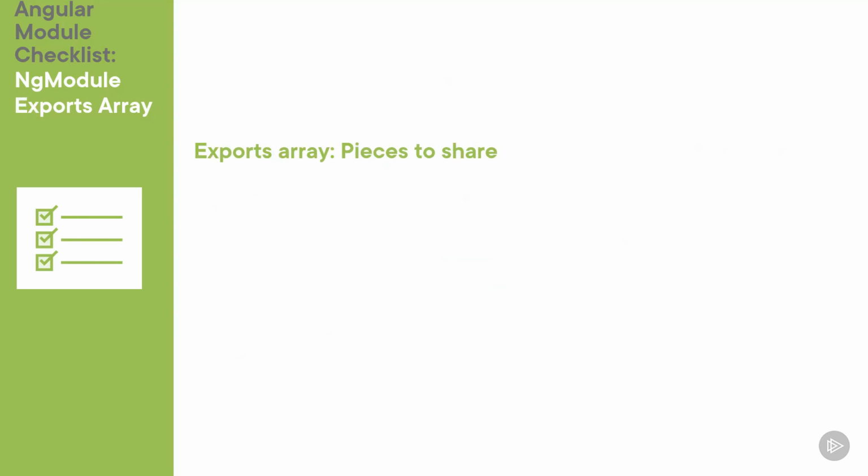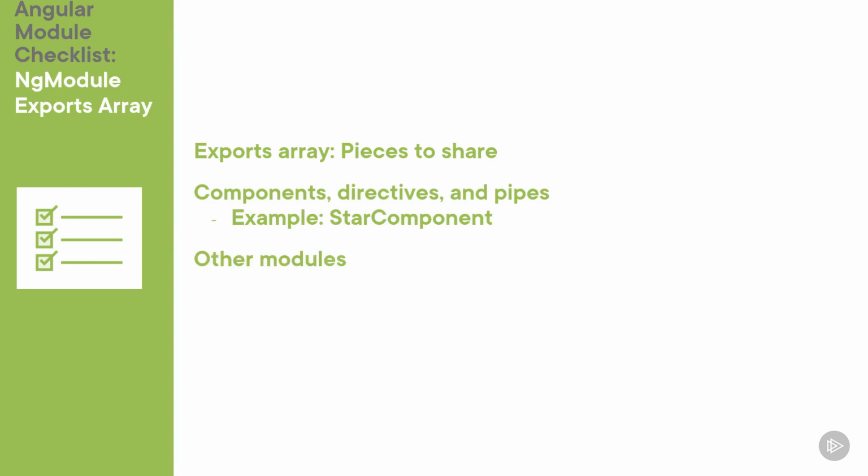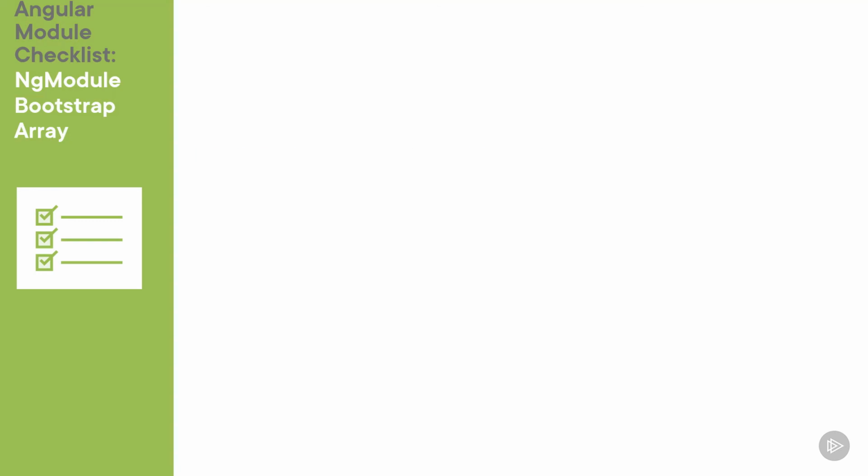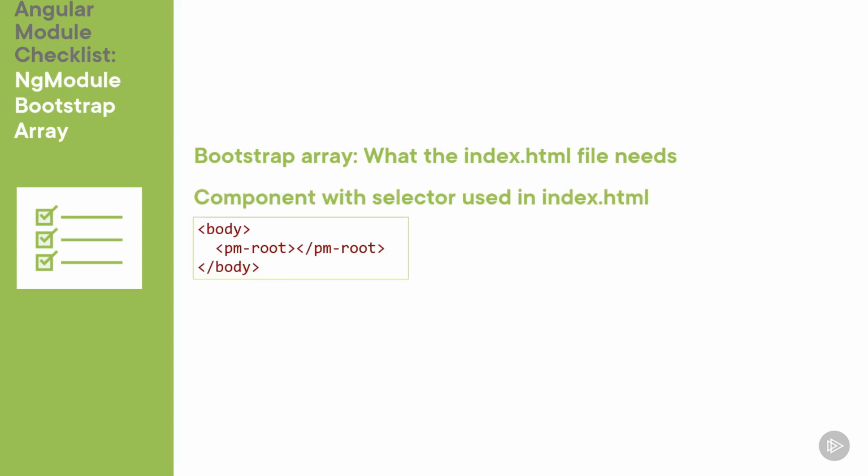We use the exports array of the NgModule decorator to define the pieces we want to share. This includes components, directives, and pipes, such as our Star component, and other modules, such as CommonModule or FormsModule. The exports array is often only used by shared modules. Lastly, the bootstrap array defines what the index.html file needs to start up the application. This is the component with the selector used in the index.html file. The bootstrap array is normally only used by the app module.